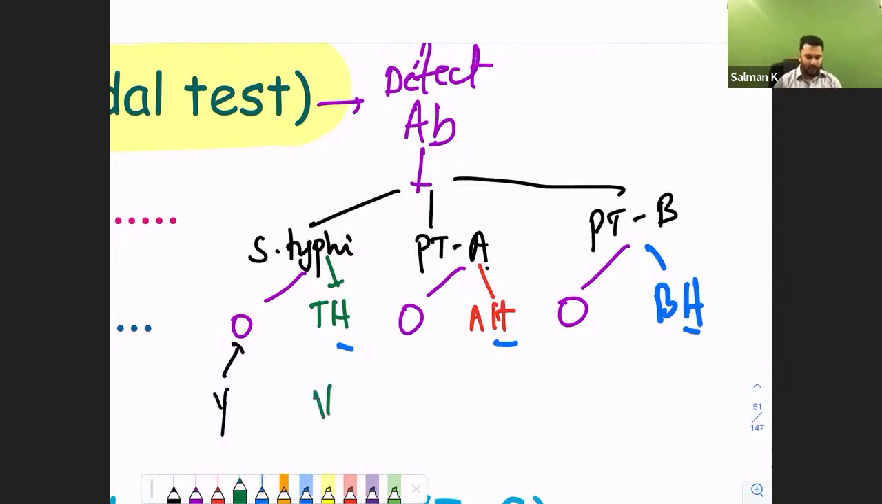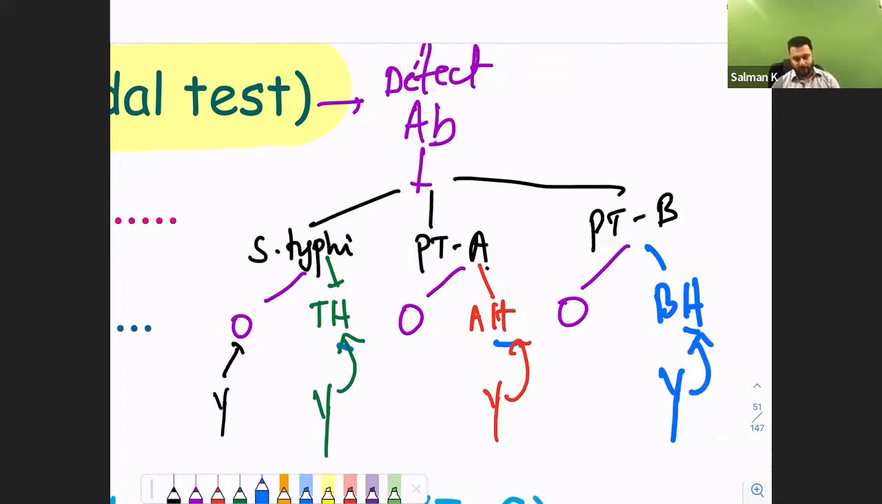Now look at the thing. Antibodies which are formed against these respective organisms in different patients will not cross react with each other. That means this green antibody is only going to recognize this green antigen, that is TH. That's my example by color coding, just to explain clearly. The red antibody will not identify anyone except this one, that is AH. And in the same way, the blue antibody is this. Is that understood by all of you?